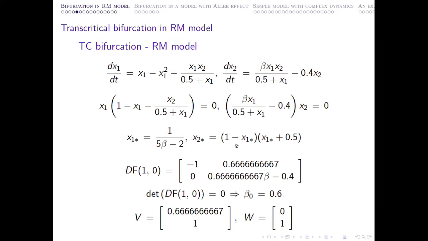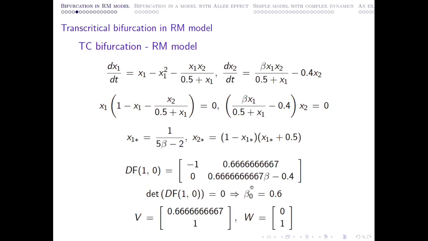Alternatively, you calculate the Jacobian matrix of this system at the equilibrium point (1, 0), and then demand that one of the eigenvalues should be equal to 0. That was the first condition. As it is an upper triangular matrix, that is, the Jacobian of f evaluated at (1, 0) is an upper triangular matrix, one eigenvalue is straightforwardly equal to -1. So there is no chance this will be equal to 0. So we are left with only one option, that this quantity should be equal to 0 in order to have this matrix as a singular one, and which gives beta 0 equal to 0.6.